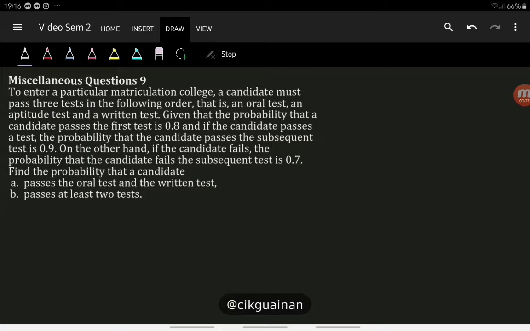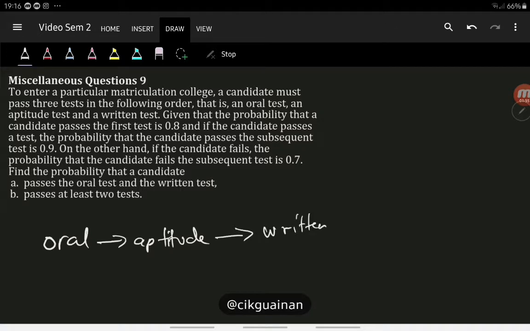Okay, how to solve this problem. So to enter a particular matriculation college, a candidate must pass 3 tests in the following order: the oral test, the aptitude test, and the written test. So we must do the tests according to the order. First oral, then aptitude, then written test.